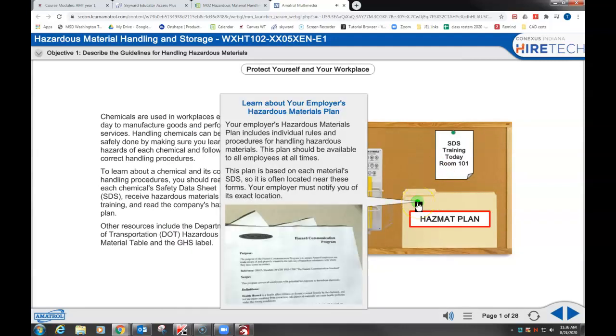Learn about your employer's hazardous materials plan. Your employer's hazardous materials plan includes individual rules and procedures for handling hazardous materials. This plan should be available to all employees at all times. This plan is based on each material's SDS, so it is often located near these forms. Your employer must notify you of its exact location.